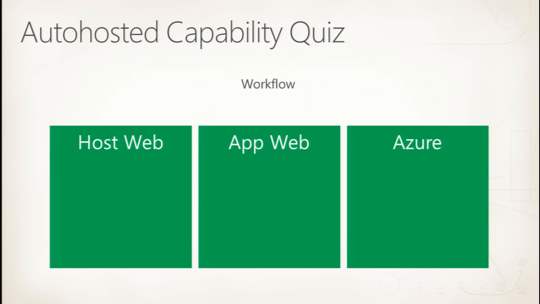Does anyone know if you're developing workflow in 2013, where's that going to live in this model? Azure? Yep. So lists and libraries. I want to create lists and libraries and add that to my auto-hosted model. Anyone? Yep, in the app web. And then client web parts. Yep, host web. And custom actions. The host web also. And then a web part page.